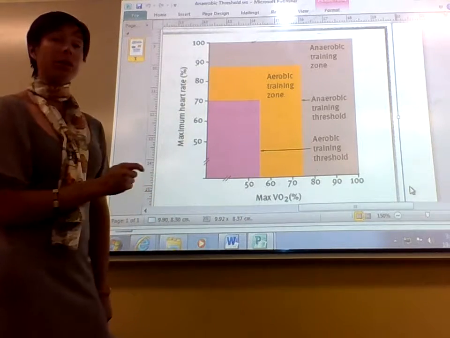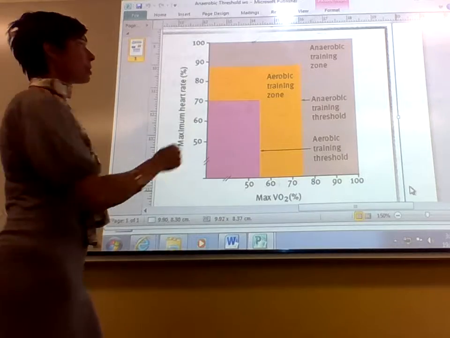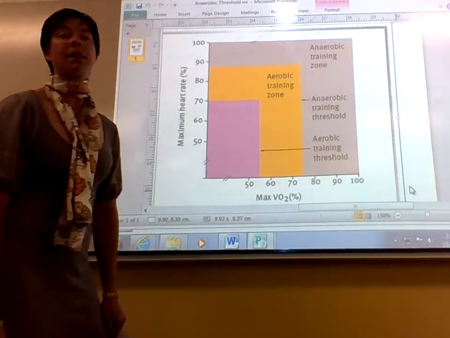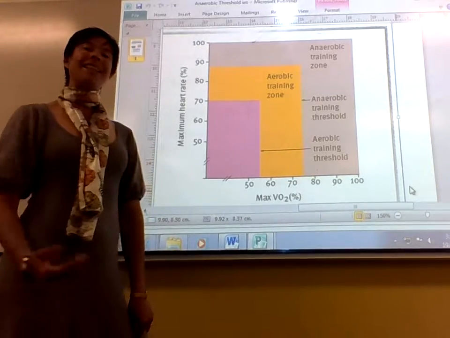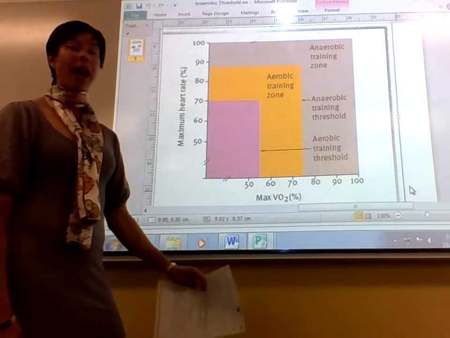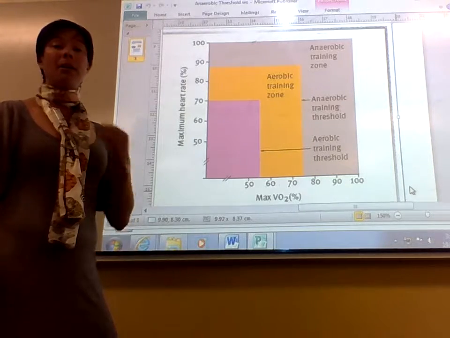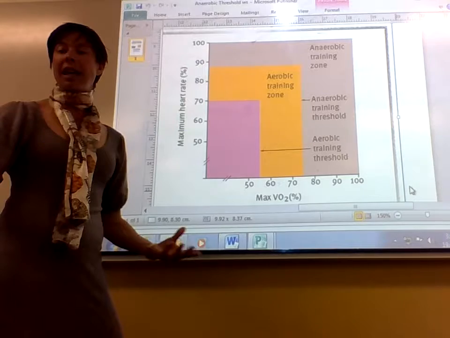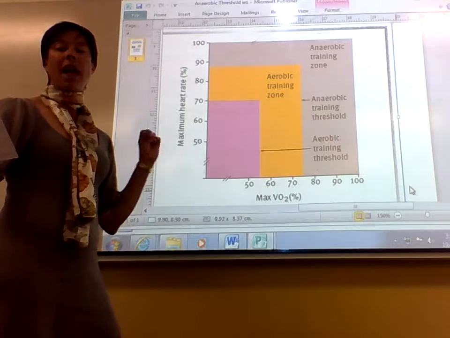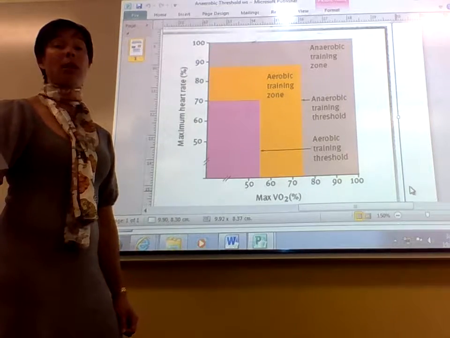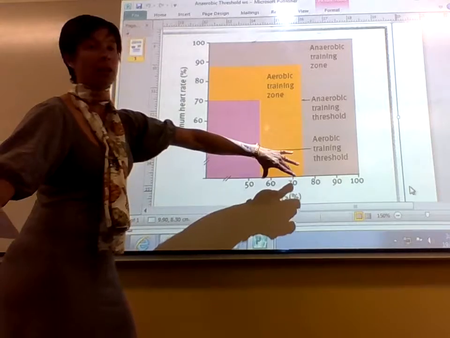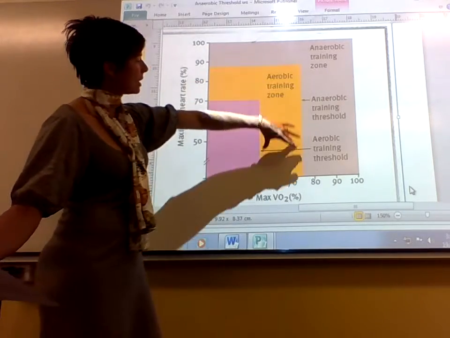Another threshold point we have is the anaerobic threshold, which is about 85% of our maximum heart rate. And hence the name, anaerobic means no oxygen, and it would be of a very high intensity. Now for an athlete to improve their training or to get gains, they need to be working in the aerobic training zone, which is this yellow line that you see.